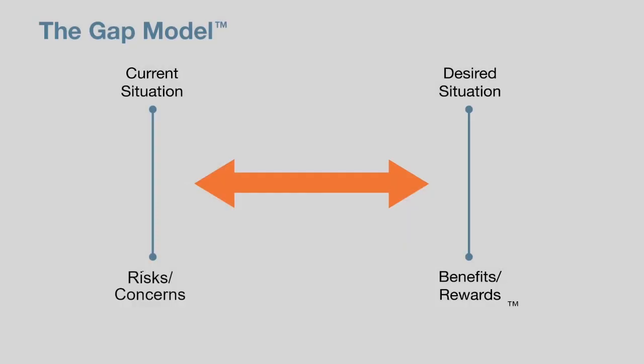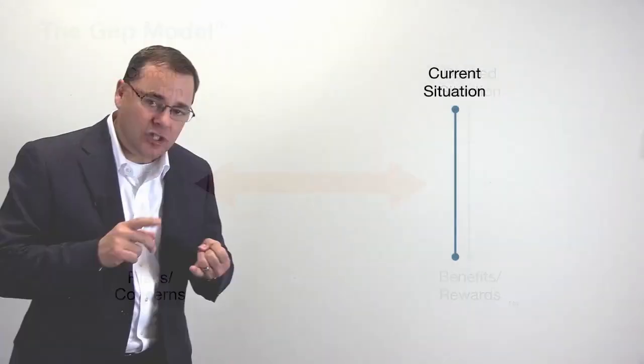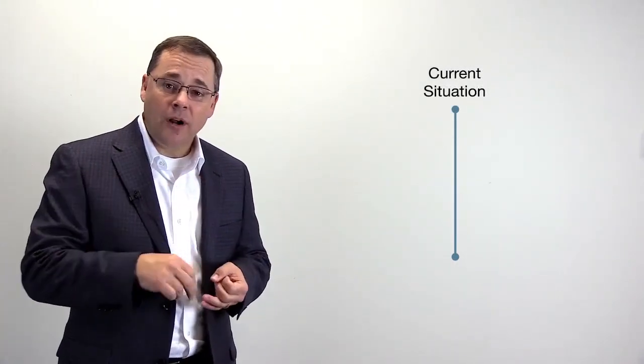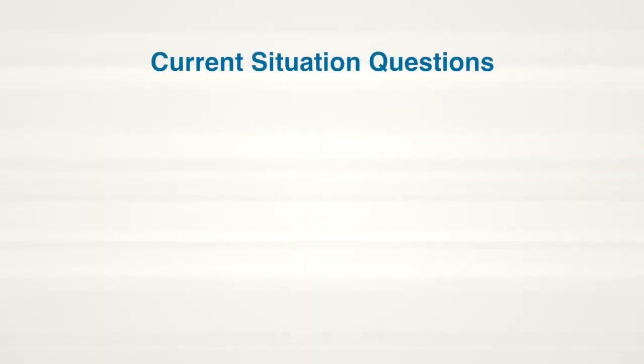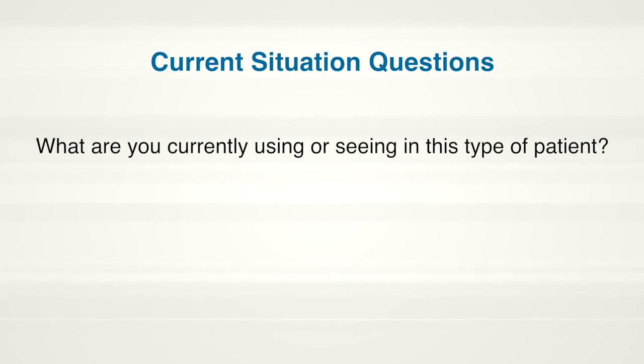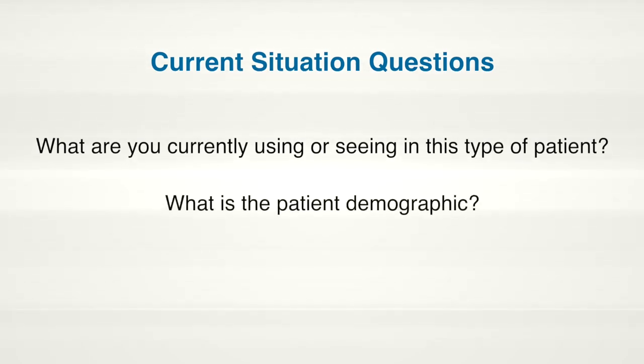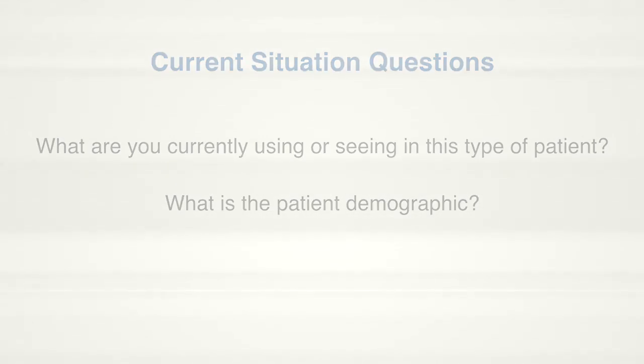There's several different parts, if you will, to the GAP model. The first, current situation questions, really focus on where they are now. I want you to think in terms of what it is that I know and what it is that I need to know, right? And so what are the things I'd like to uncover? I know, doctor, that you currently use this particular product for XYZ patients or this type of case. Tell me a little bit about that. What are you currently using or seeing in this type of patient? Maybe what's their current patient demographic? Different types of things to understand what's currently going on. It's kind of uncovering where they are today.